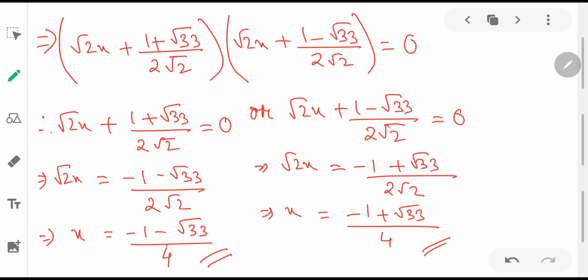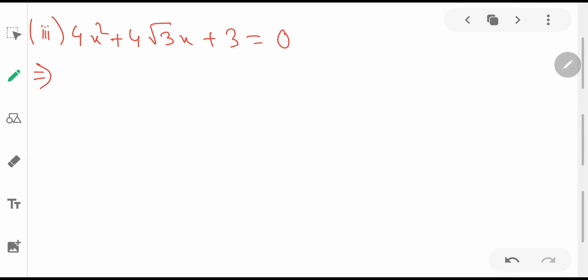So let's quickly move on to the third problem, which is 4x square plus 4 root 3x plus 3 equals to 0. So the question is 4x square plus 4 root 3x plus 3 equals to 0. Now you can see that the first term is directly a perfect square, because you know 2 square is 4. So I can write 2x whole square, which is a square, plus 2 into a. What is a? A is 2x, into b. What is b? See here what we require? We require 4 root 3x.